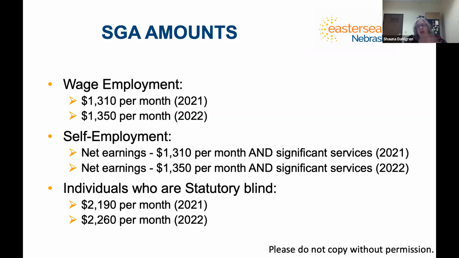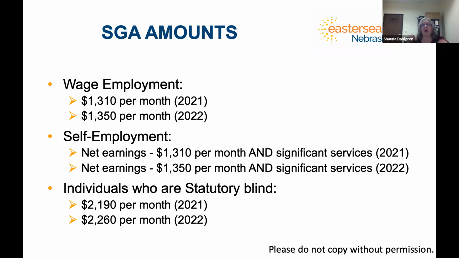But then once that trial work period is over, or at different points in time, Social Security can look at what they call substantial gainful activity, or SGA. And that is a term that, if you're familiar with Social Security disability or work incentives, you might be familiar with. And so we do on this slide have the amounts for both 2021 and 2022. Listed this year, it is $1,310 per month. For 2022, it's $1,350 per month.